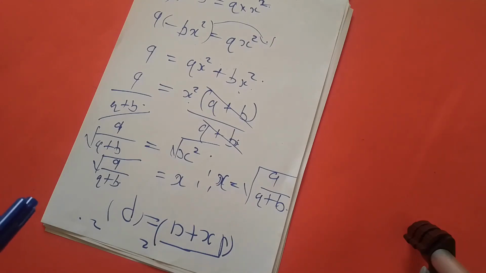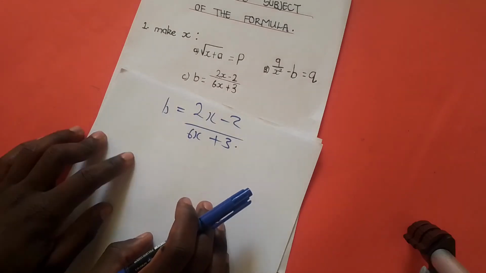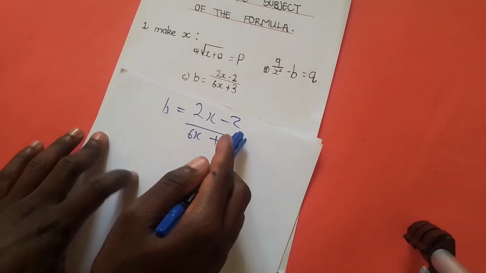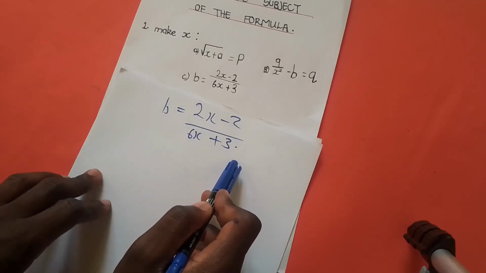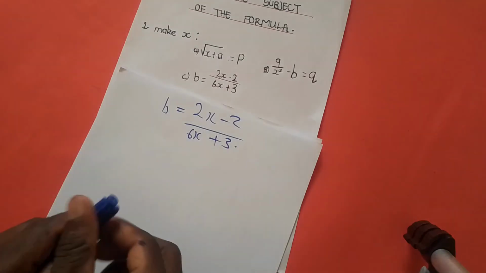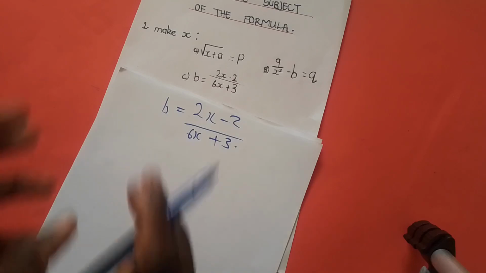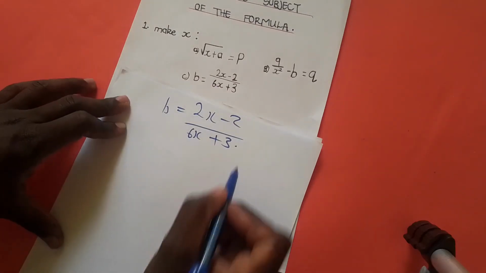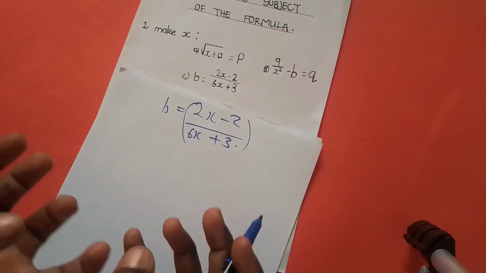So let's move on to C. Okay, so I've copied down question 2 on a clean sheet, right, for working purposes. Question 2 is saying that b is equal to 2x minus 2 over 6x plus 3, right? So we need to make x the subject of the formula. When you have an expression of this nature, the first thing you do is to eliminate the denominator. How do we eliminate the denominator? You eliminate the denominator by multiplying with the denominator.